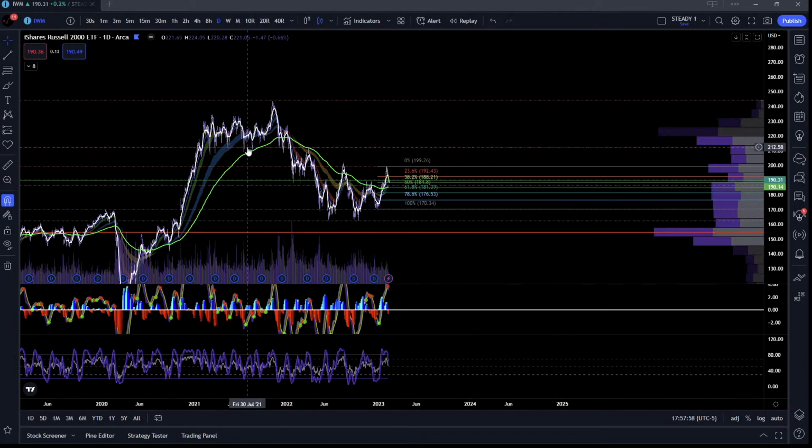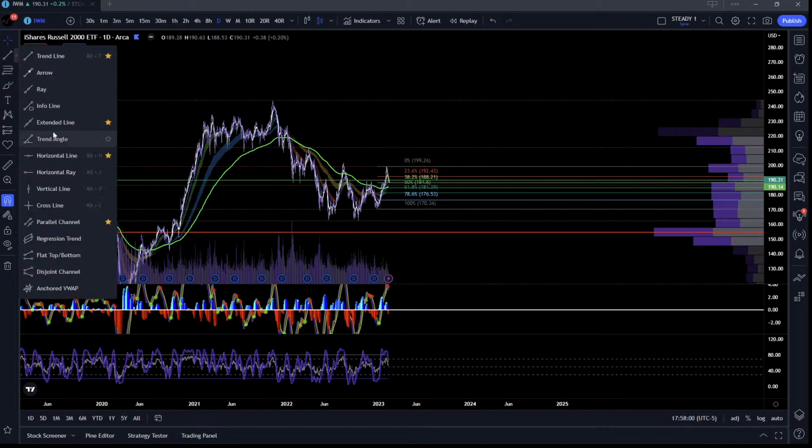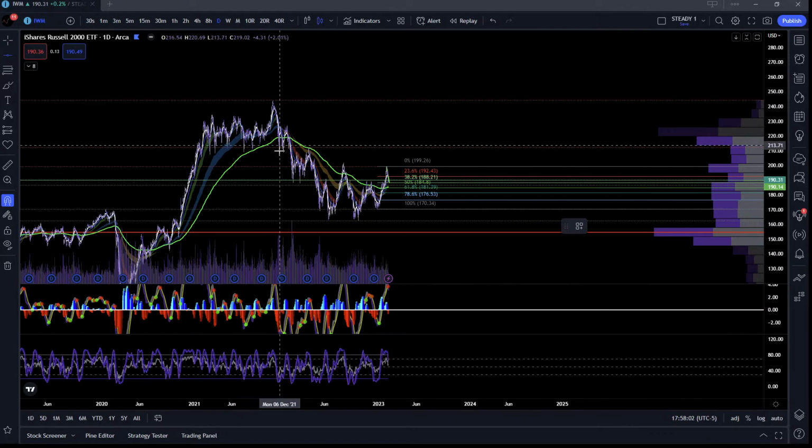Okay, bull flag break was here. Go ahead and mark that as well. That's fine with me.